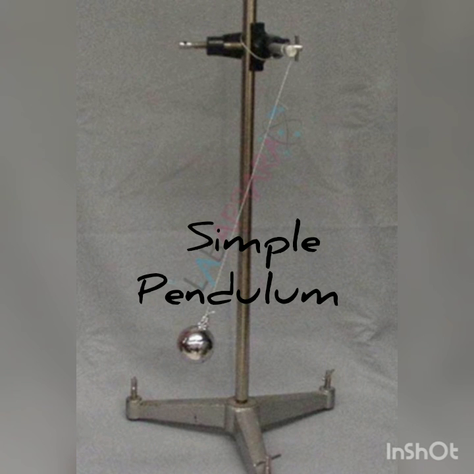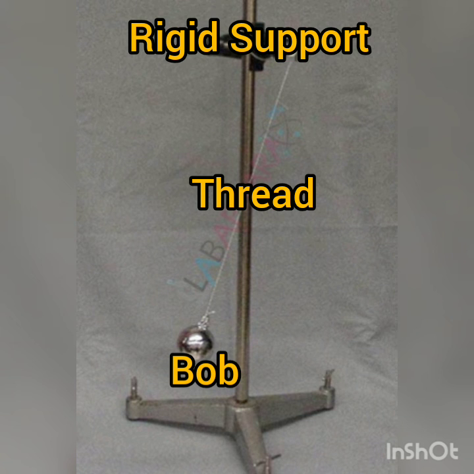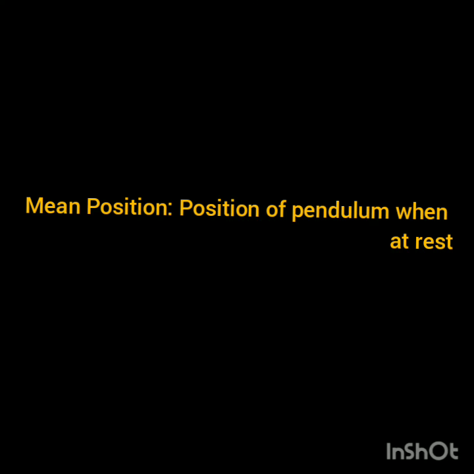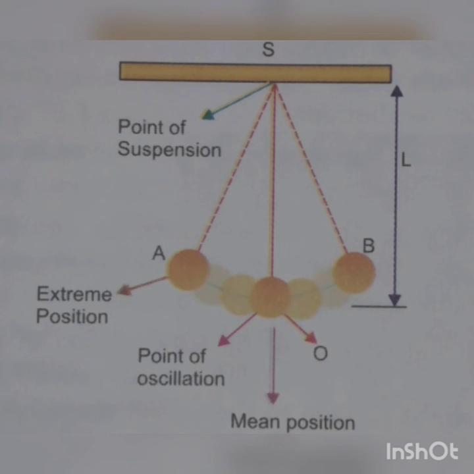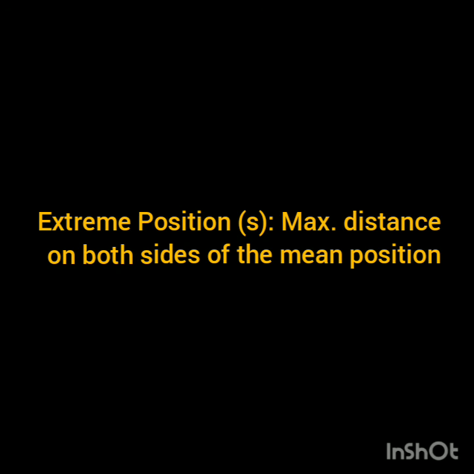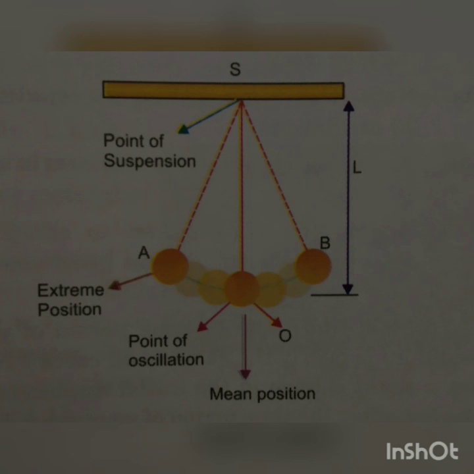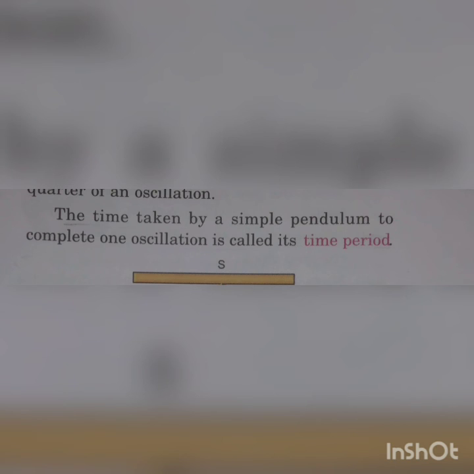Simple pendulum. An ideal simple pendulum is a heavy point mass or a bob suspended by a weightless, inextensible, and perfectly flexible string from a rigid support. Mean position, position of pendulum when at rest. Extreme position, maximum distance on both sides of the mean position. Time period is the time taken by a simple pendulum to complete one oscillation.